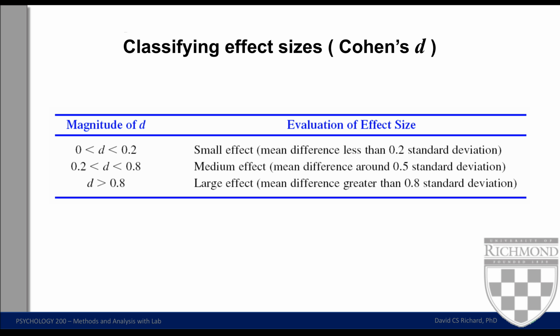Okay. Now we do have ways of evaluating or even labeling effect sizes. Okay, so effect sizes that are from 0 to 0.2 we call small effects. In other words, the mean difference between the treatment group and the control group, for example, is less than 0.2 standard deviations. A medium effect would go from 0.2 to 0.8, and that's a mean difference around 0.5 standard deviations. And then a large effect is anything over 0.8. So anything over 0.8 standard deviations becomes a very large effect.